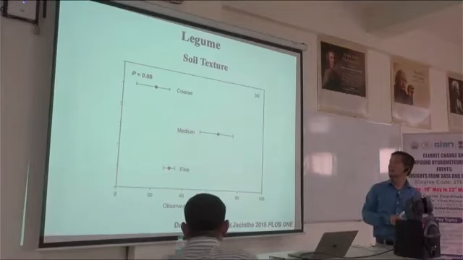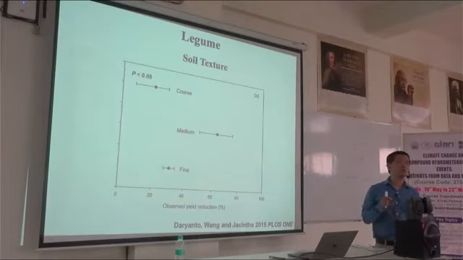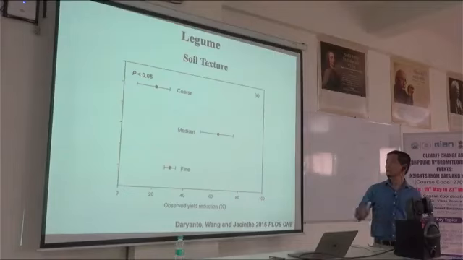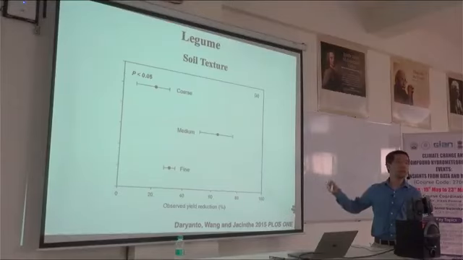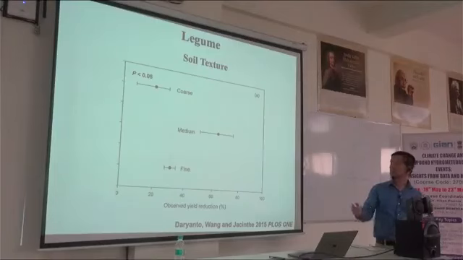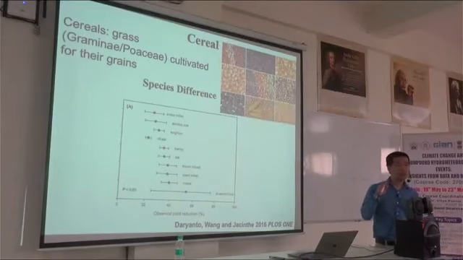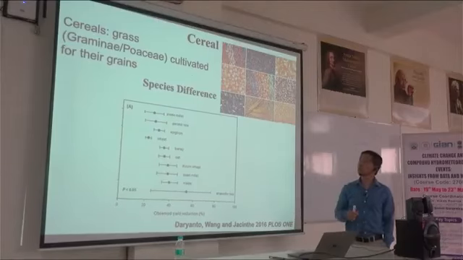So that's kind of counterintuitive, right? Because we know medium soil texture is actually good for plants to grow. But here, what we show is that even though it's good for plant growth, if you have a drought condition, it's actually very bad for plant growth. So that is the legume group.